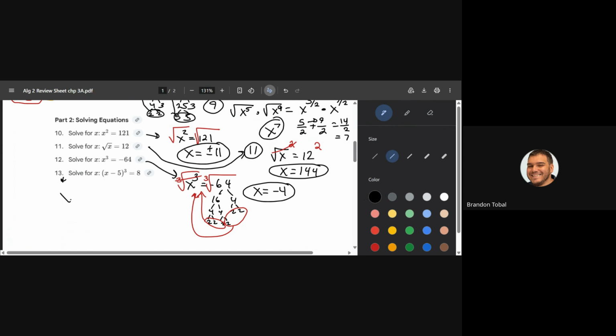Next one, number 13. x minus 5 is the cube root of 8. I'm sorry, it's x minus 5 equals the cube root of 8. So we're going to cube root both sides. Break down 8: 4 and 2, 2 and 2. This cancels out the 3 over here. I have a 3 of a kind 2, so that goes on the outside. So it's x minus 5 equals 2, plus 5, plus 5, x equals 7. So your final answer is x equals 7.